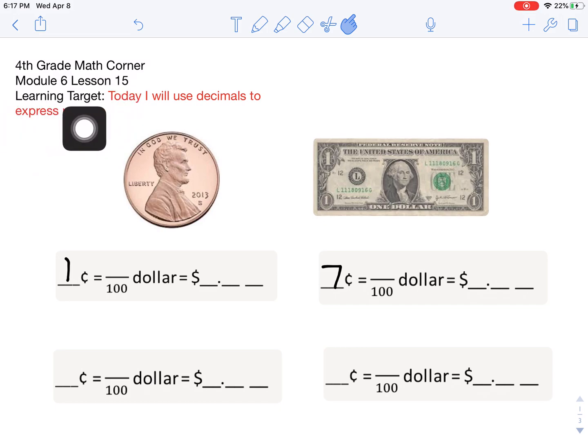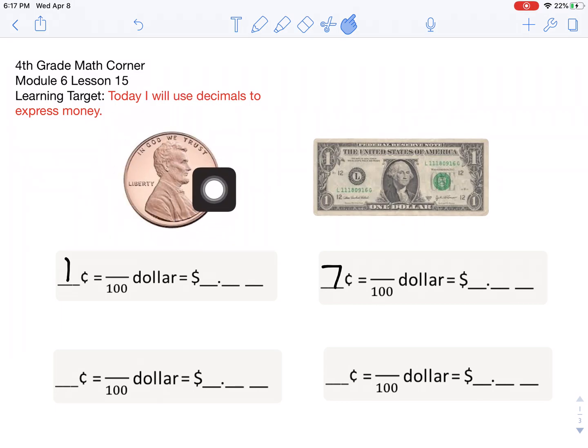The learning target for this lesson is today I will use decimals to express money. So this is a new topic. In this topic, we're going to talk about how money relates to decimals and how we use decimals to write money. So you should have learned in previous grades about money.